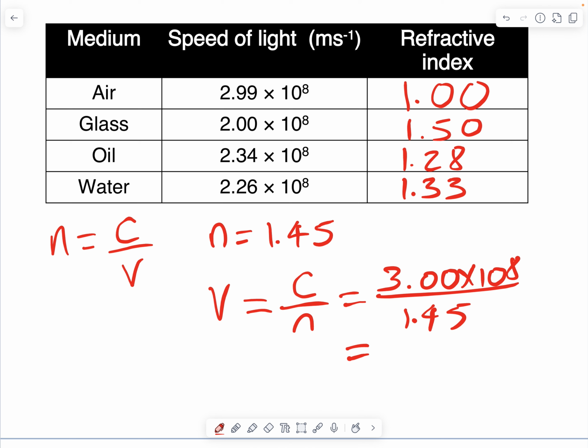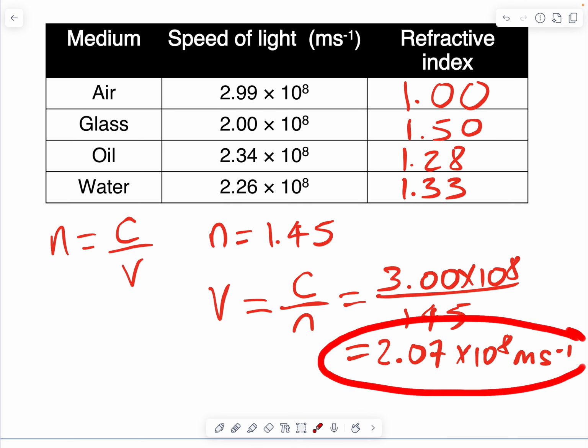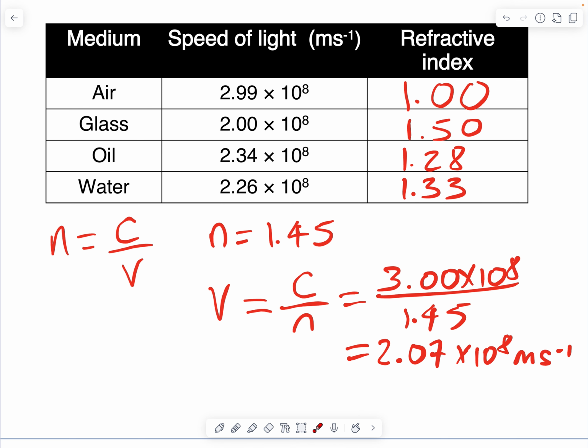If we put that into our calculator, it's going to give us 2.07 times 10 to the 8 meters per second. So we now know that the speed of light in this material, whatever it is, is going to be 2.07 times 10 to the 8. So that's one of the ways in which we can use the refractive index.